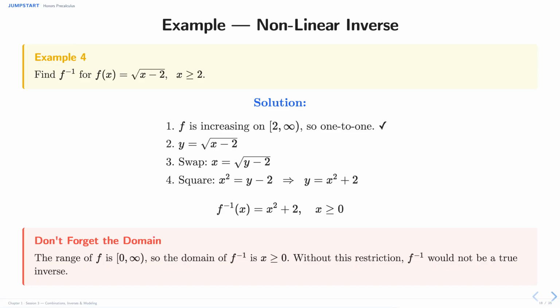Now let's find an inverse for a nonlinear function. Consider f(x) = √(x − 2), with x ≥ 2. Since this function is increasing on the interval from 2 to infinity, it is 1-to-1. We start with y = √(x − 2), swap to get x = √(y − 2), and then square both sides to eliminate the square root. This gives us x² = y − 2, leading to y = x² + 2. Thus, the inverse function is f⁻¹(x) = x² + 2, with the restriction that x ≥ 0. Remember, the range of f gives us the domain of f⁻¹.